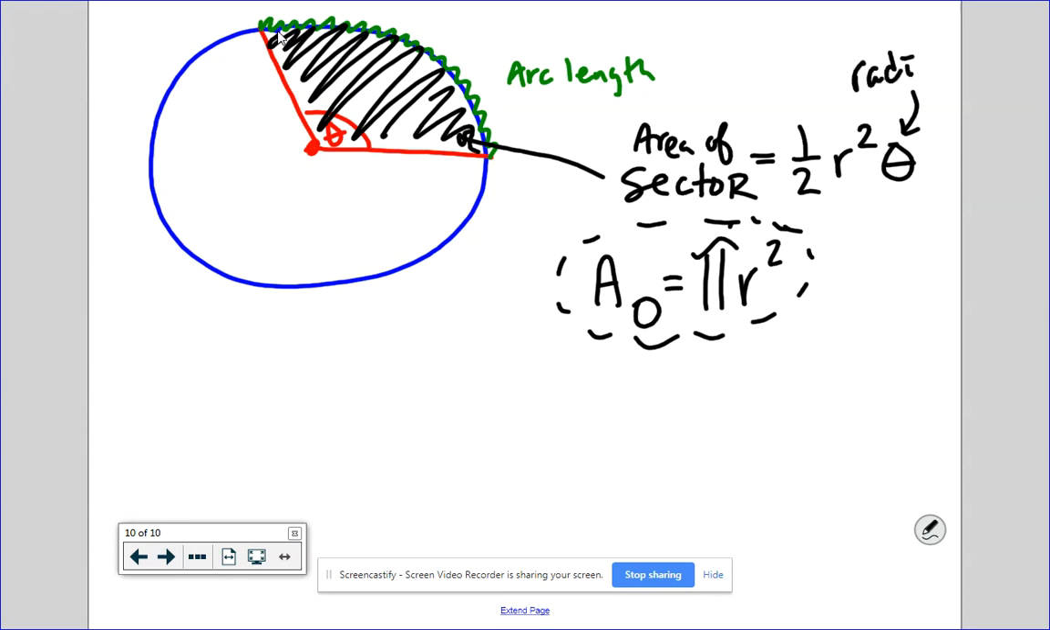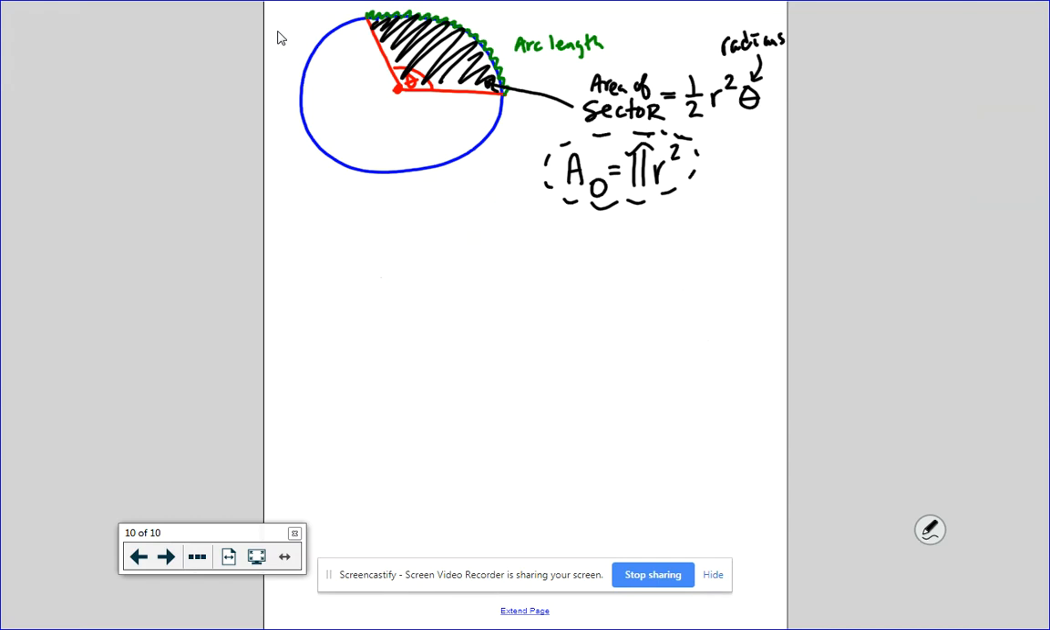Radians. So if it's not radians, what's the first thing you have to do? Convert it. Okay? All right, I'm just going to turn you loose with an example and see if we can do it.